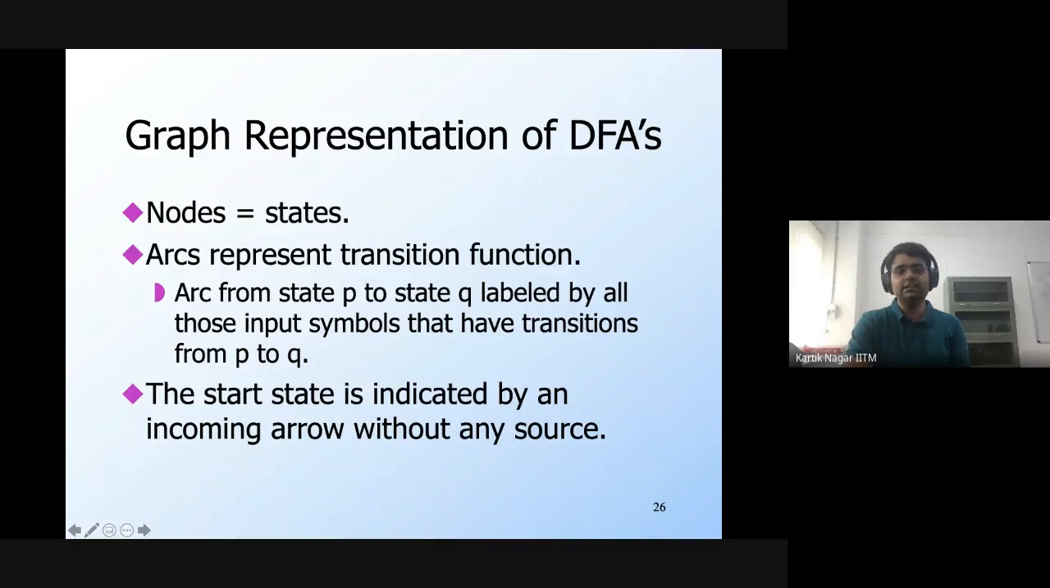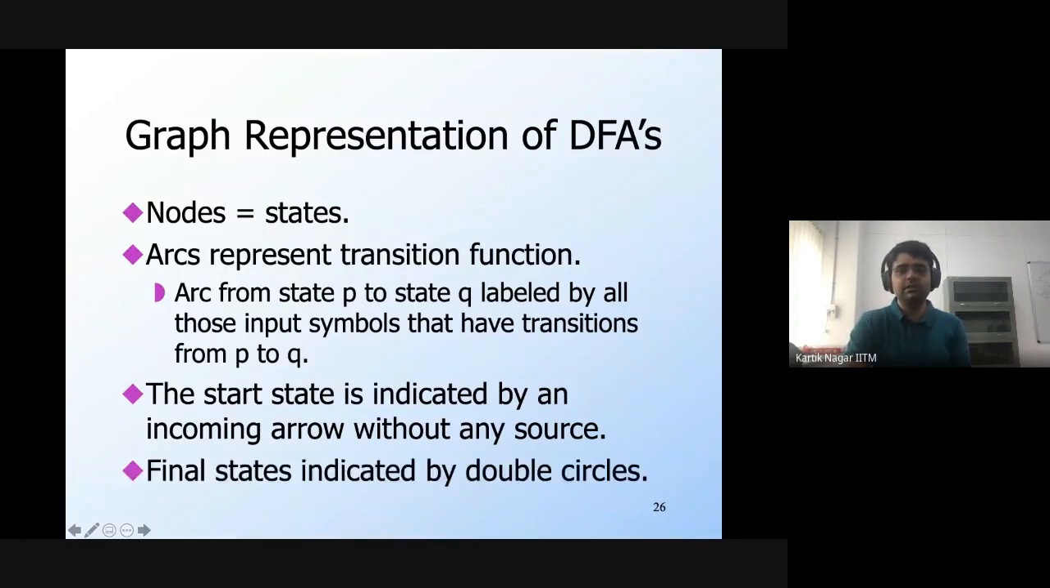The start state is the special state from which the DFA is going to begin its operation, its execution. Therefore, it is indicated in the graph representation by an incoming arrow without any source. So we need to distinguish the start state, and we do this by adding an incoming arrow to this state without any source. And the final states, the second distinguishing set of states that we need to represent in this graph, will be indicated by double circles.